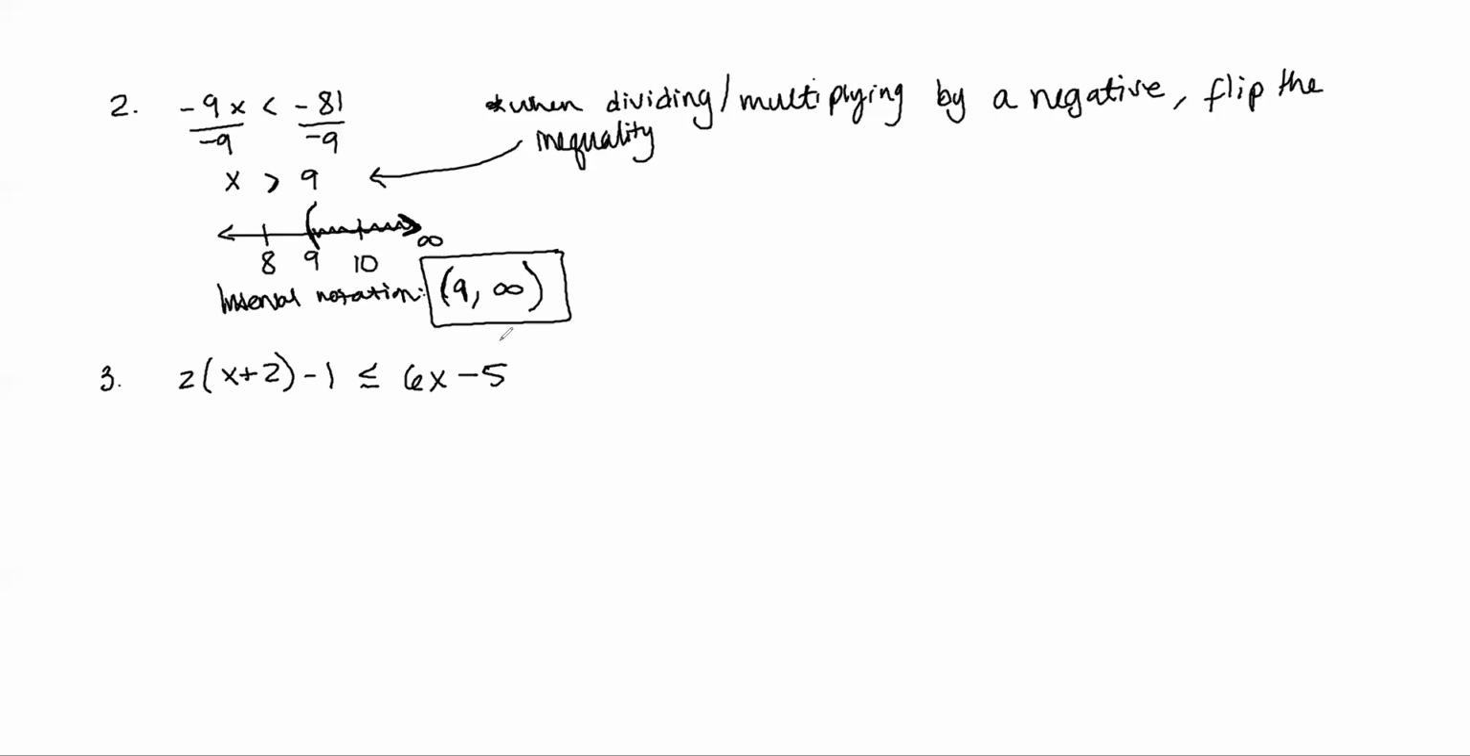Okay, so if we go ahead and start by distributing, we get 2x plus 4 minus 1 is less than or equal to 6x minus 5. There's nothing to do on the right. We can now combine on the left. So we get 2x plus 3 is less than or equal to 6x minus 5. And now let's move all the variables to one side.